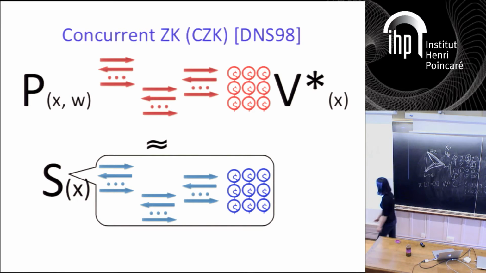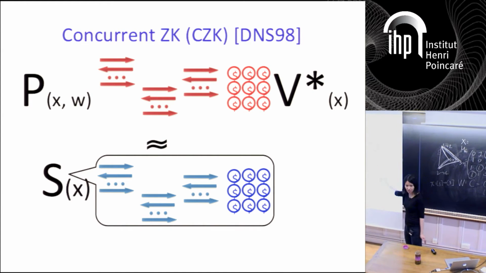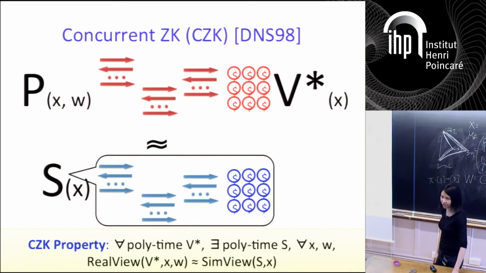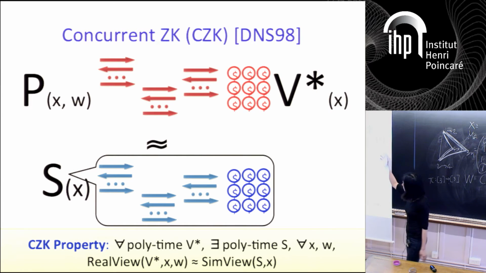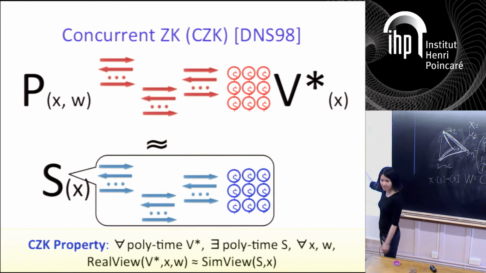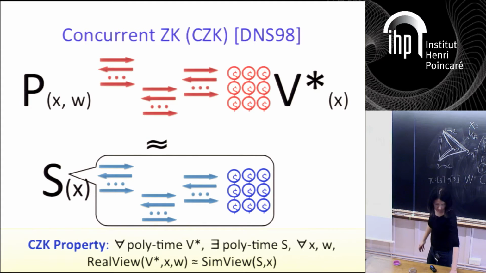Okay. So in this case, naturally, we would like to have a definition that says the simulator, who knows only about the statement, is able to reproduce or simulate the entire view in all those joint executions. Okay? So this is the most natural generalization of the zero knowledge property. And here again, we would like to say that for any verifier, there exists such a concurrent simulator that can simulate the view that is indistinguishable from the real.